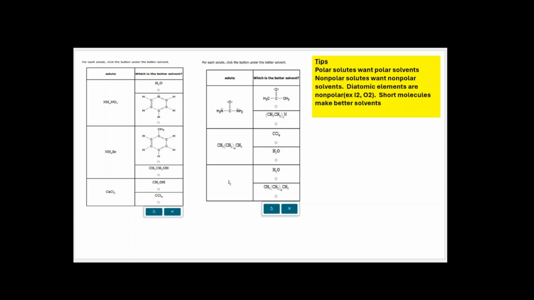Next up, I'm going to show you how to solve the ALEKS problem, identify the better solvent. What ALEKS is going to do here is show us a solute, and then it's going to show us two solvent choices, and it wants us to identify which one is the better solvent. Here I have two examples of different kinds to better go through the lesson and show you.